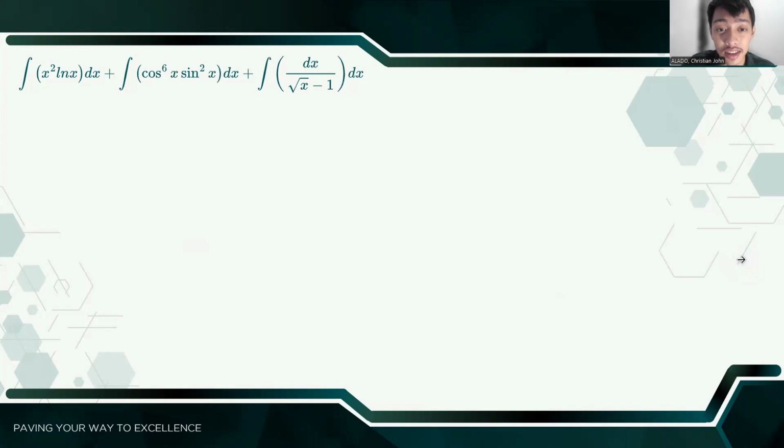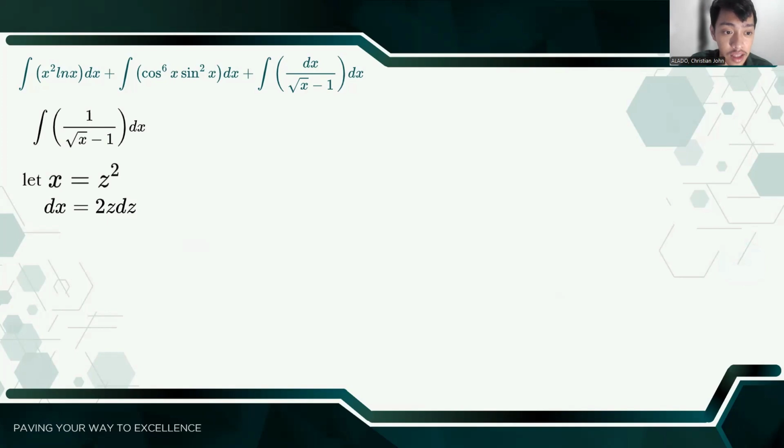Let us now take the integral of our third term, which is 1 over square root of x minus 1 dx. For this problem, we can apply algebraic substitution, wherein we take x equal to z squared and we take its differential, giving us dx equal to 2z dz. Now we substitute our values of x and dx to our original equation, which gives us integral of 2z dz over square root of z squared minus 1. Canceling out z squared, we have 2 integral z dz over z minus 1.